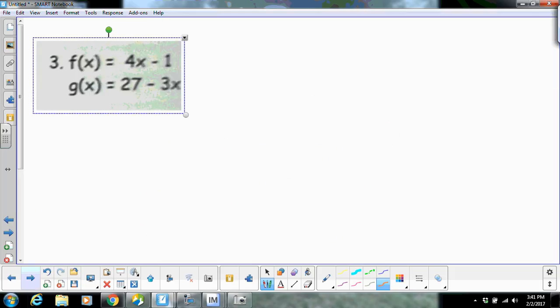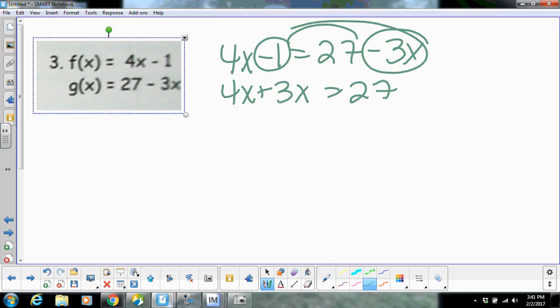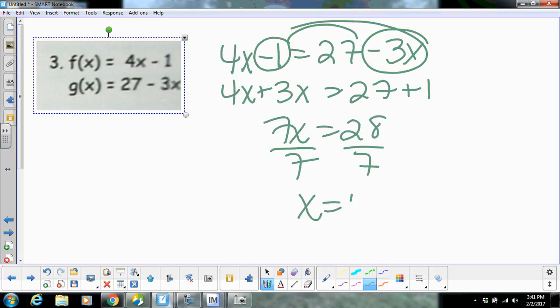All right, I'm going to jump to problem number 3. Now notice, hopefully y'all caught on to this, there are no exponents here. So we can actually do this just by setting them equal and rearranging. So x is going to equal 4.